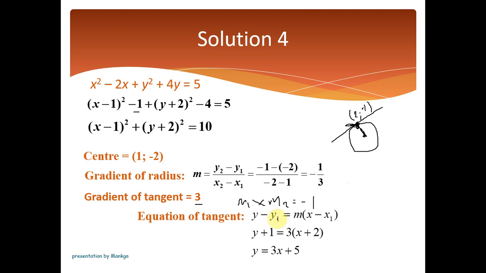Y minus y1. Y1 is what? Is negative 1. So negative and negative will give us positive 1. The gradient there is 3. And then into x minus x1. And then x1 there, it will be 2. Then, okay, it should be also negative 2. I'm sorry. Negative 2 and negative 1. Then we simplify. This will be the equation of the tangent. So it is the equation of a straight line that is touching the circle at one point.